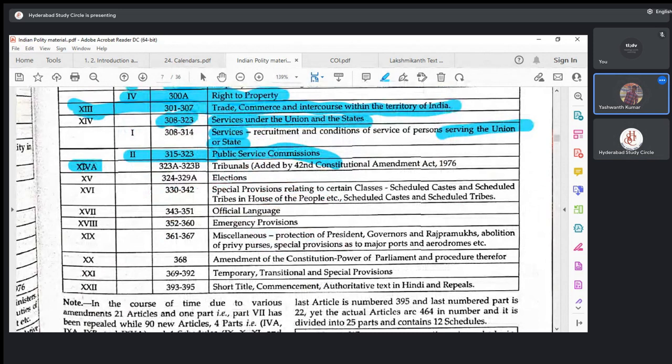Part 14A, Article number 323A to 323B, tribunals, added by the 42nd Constitutional Amendment Act 1976.